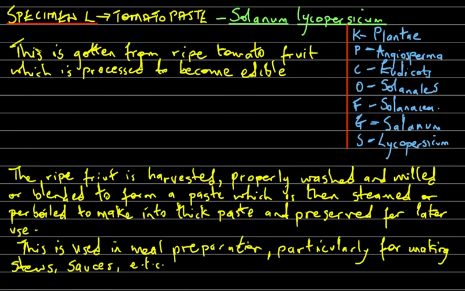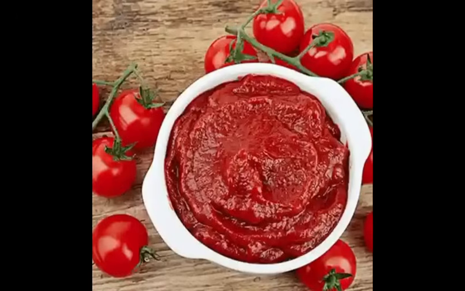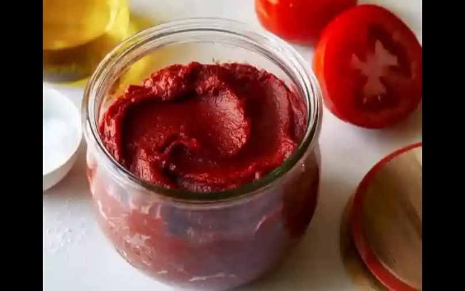When it is properly steamed, it gives us the tomato paste. Some people might add a little oil or preservative to increase its shelf life. This is used in meal preparation, particularly for making stews, sauces, etc. So that is what this specimen is about. These are pictures of what the paste looks like.